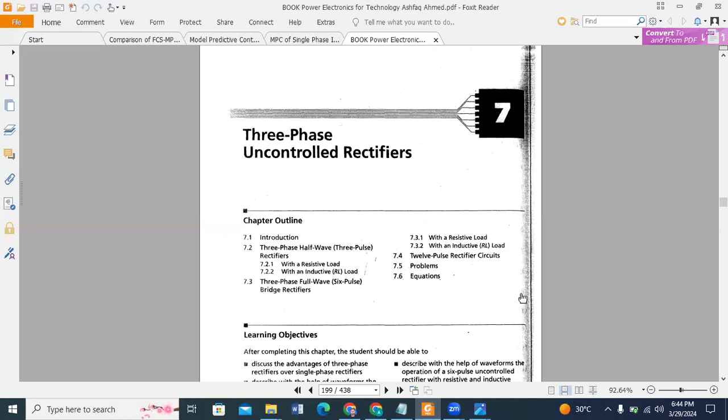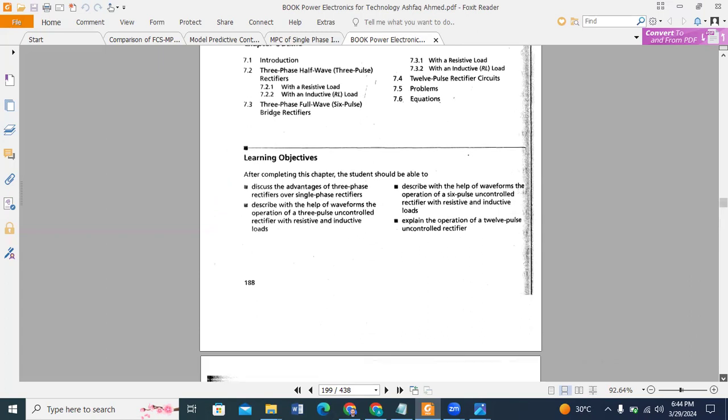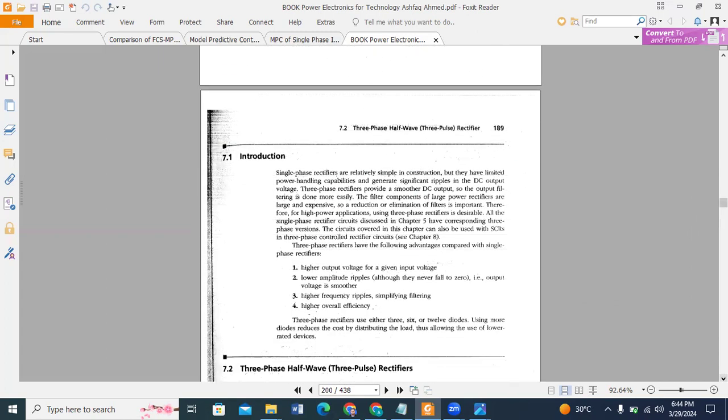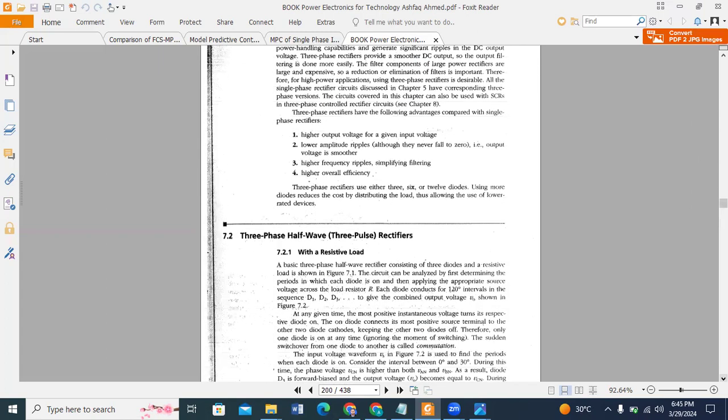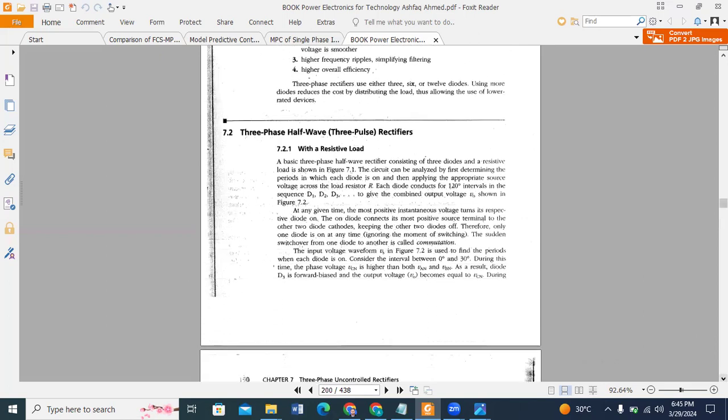So we start today's session of power electronics, chapter number 7, three-phase uncontrolled rectifiers, from the power electronics book of Ashfaq Ahmad. Last time we discussed the three-phase uncontrolled rectifier, the basic idea of how rectification is important in three phase, and the three phase half wave three pulse rectifiers.